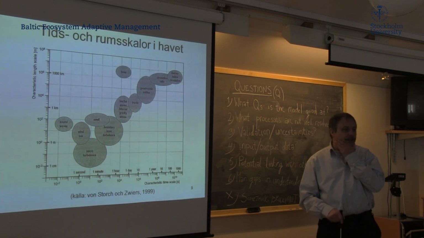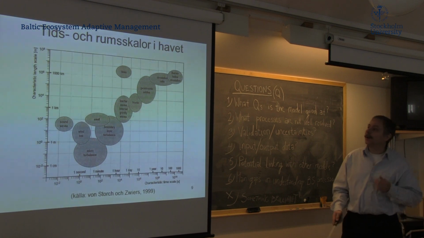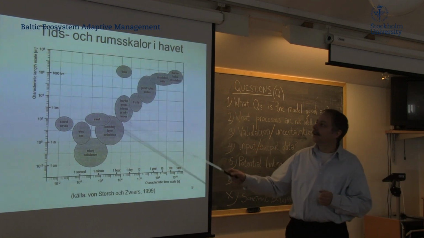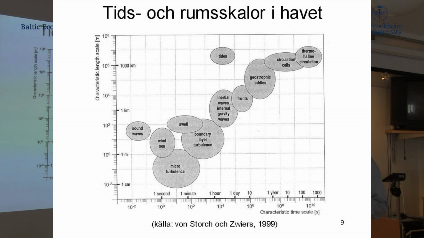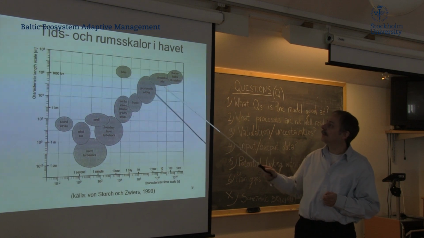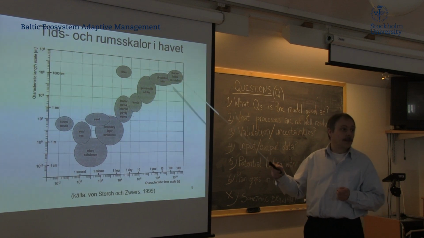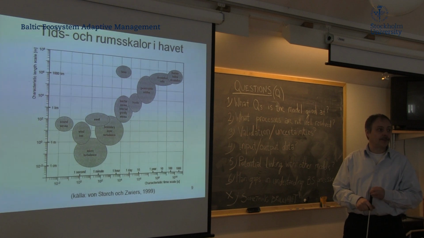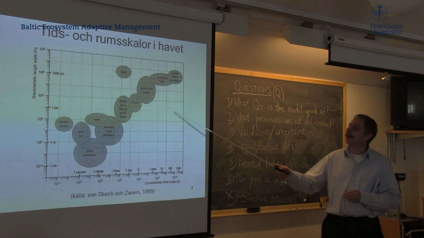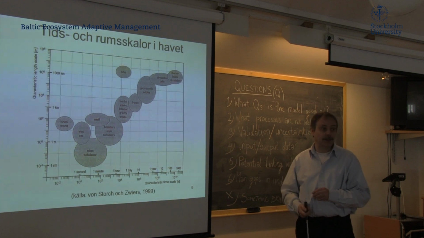What should be included in such a three-dimensional model? Okay, here you have all the important, sorry, this is not Swedish, time and spatial scales in the sea. Here you have the axis for the time scale and the spatial scale. You have sound waves, wind, sea, microturbulence, and then you go to tides and the overall large-scale thermohaline circulation. Circulation cells, these are the cyclonic gyre that I described for the Baltic proper. Then you have eddies, fronts, and so on and so on.